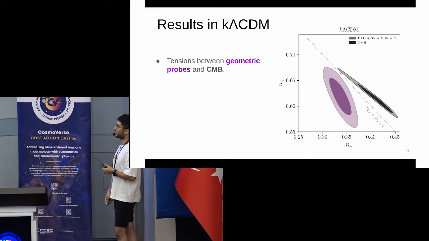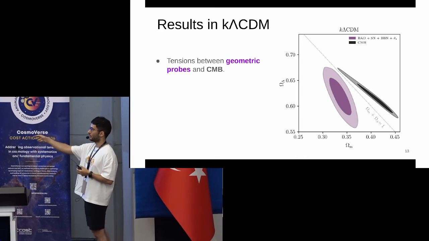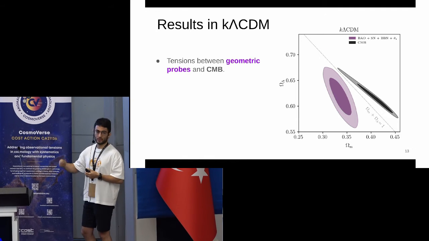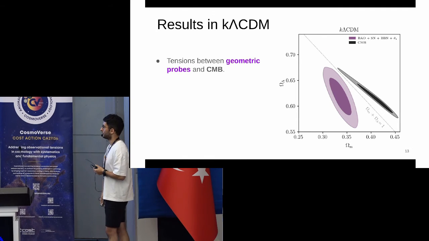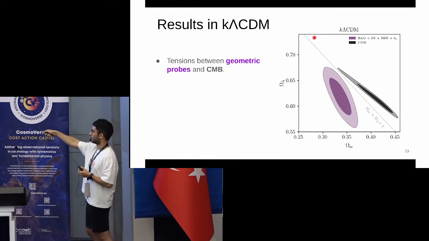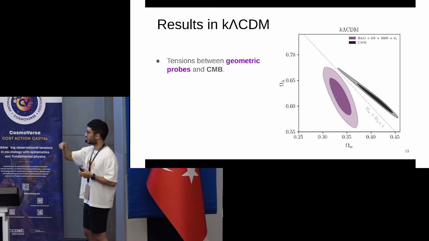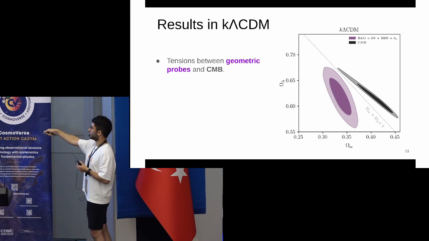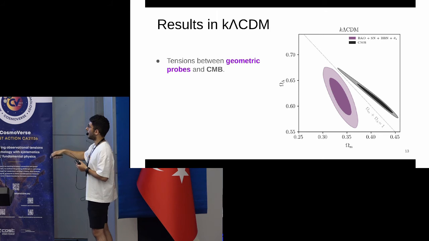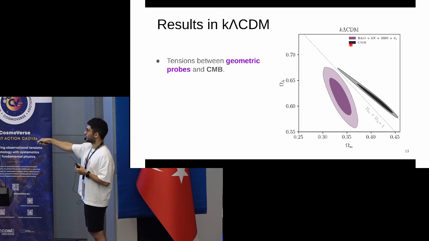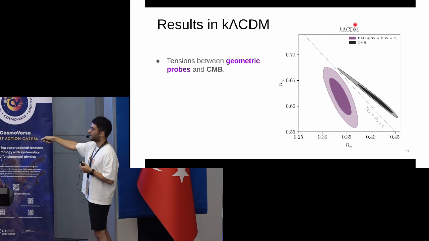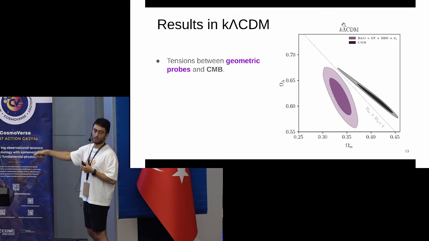And the first one we're going to try is K Lambda CDM, meaning that we allow the curvature to vary, to be different from 0. This dashed line would be flat, meaning omega k equals 0. And here you can see, for example, the results for CMB and the results from the combination of all geometric probes, meaning BAO, supernovae, BBN, and theta star. And you can see that these two are in clear tension.